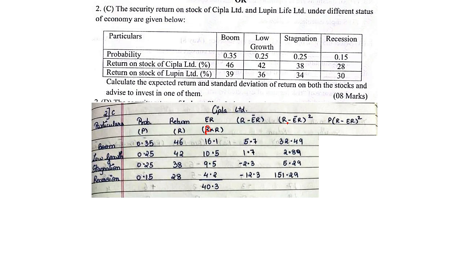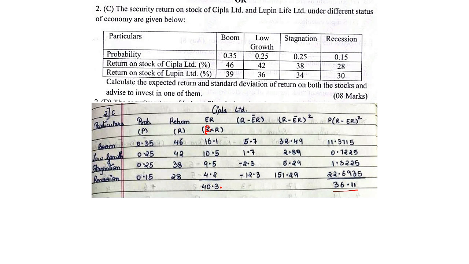The last step, whatever value you got, multiply that with the probability. So it will be 32.49 into 0.35, 2.89 into 0.25 and so on. So the values that you should get are 11.3715, 0.7225, 1.3225, 22.6935. The total of which comes to approximately 36.11. That is nothing but the variance.